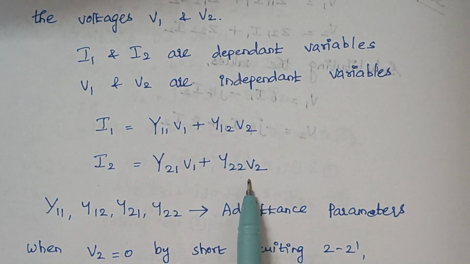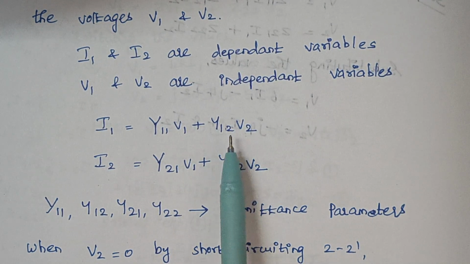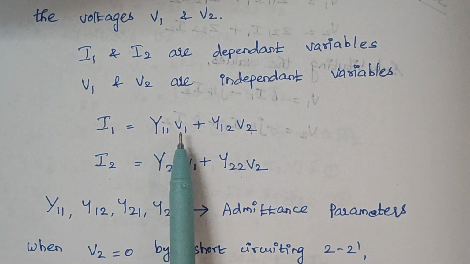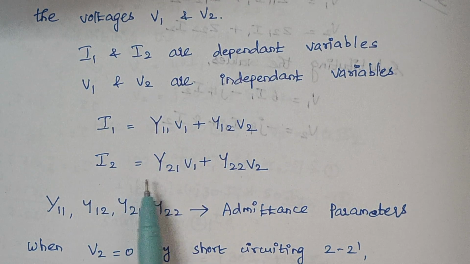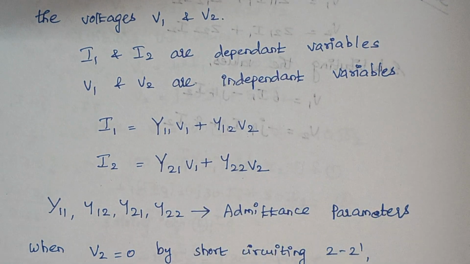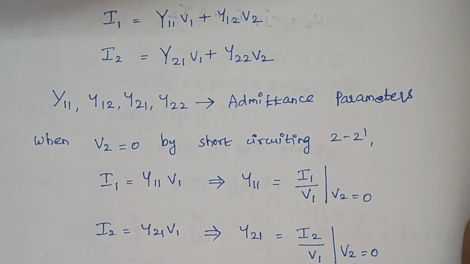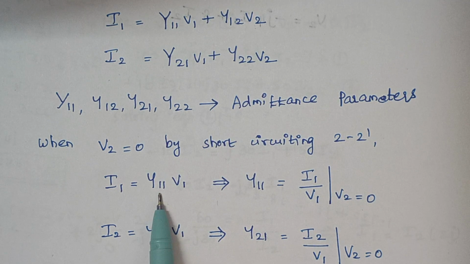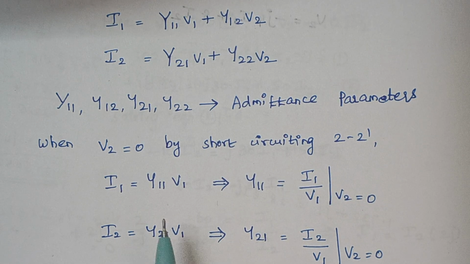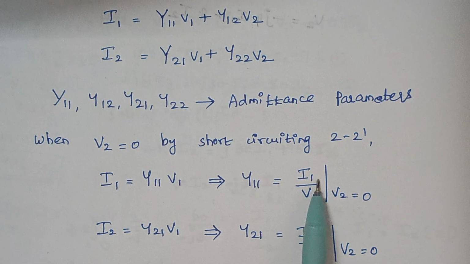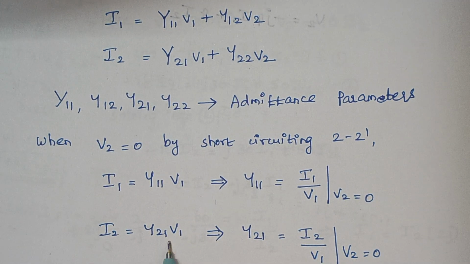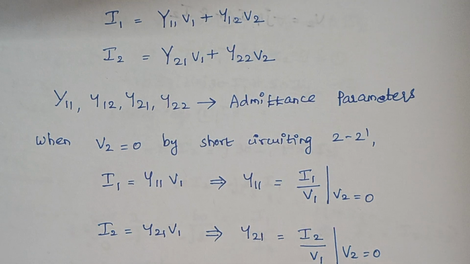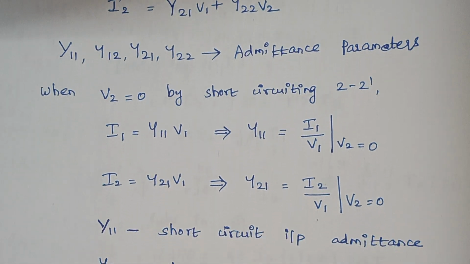So when you look at these equations, we are now going to make the term V2 0. When V2 is 0, these two terms will vanish, and we will have I1 equal to Y11 V1 and I2 equal to Y21 V1. From this expression we can find the values of Y11 and Y21. So Y11 is nothing but I1 by V1 and Y21 is nothing but I2 by V1.